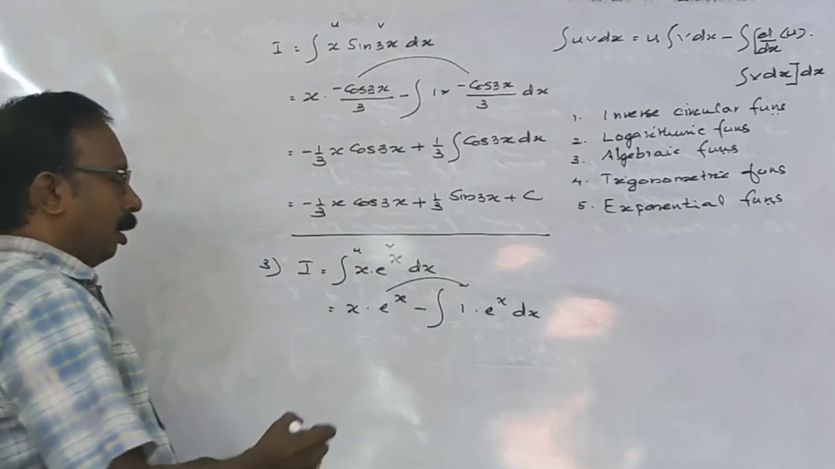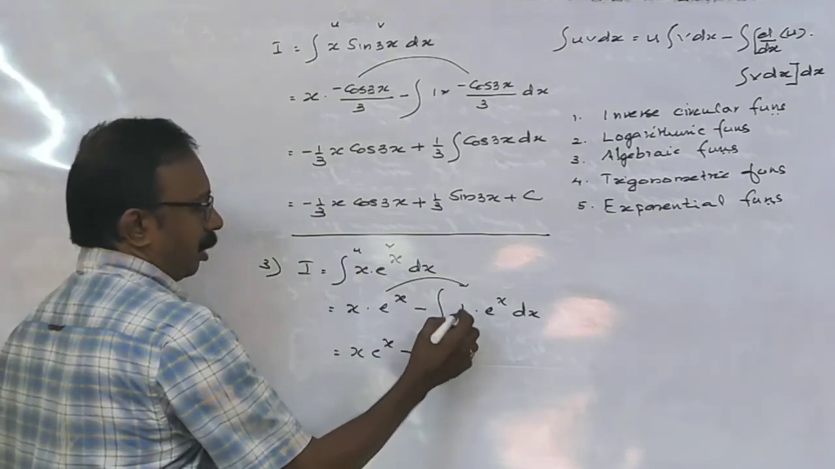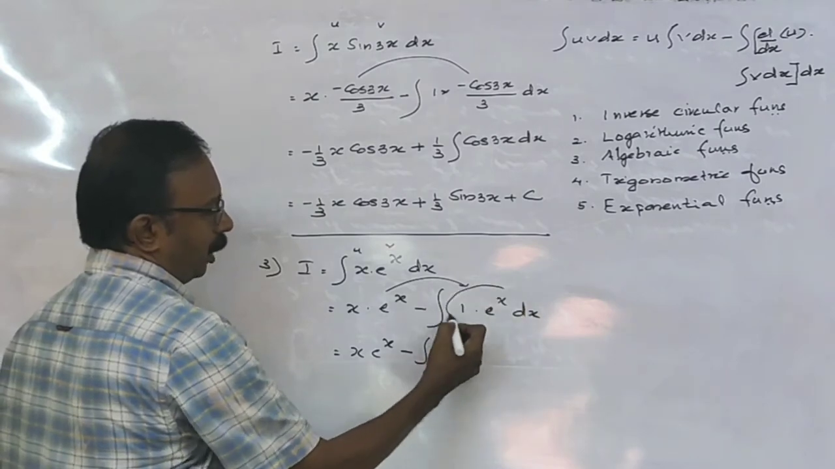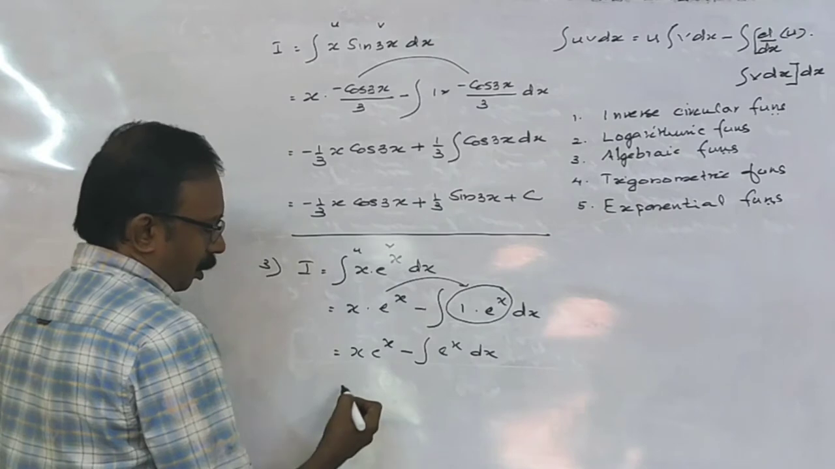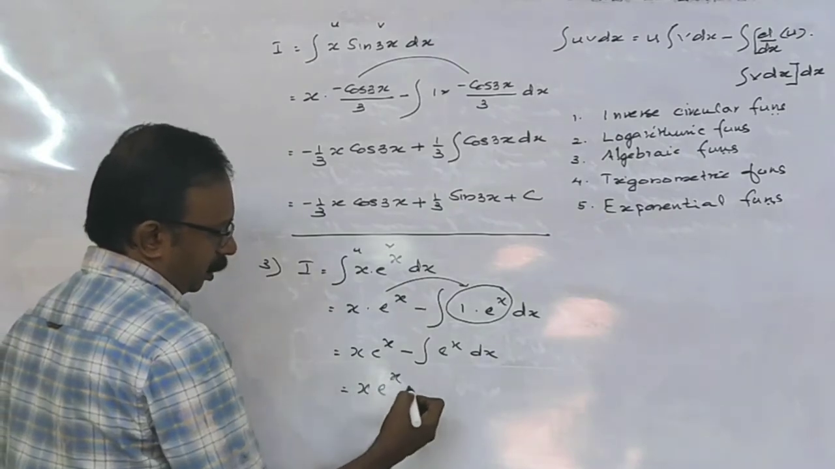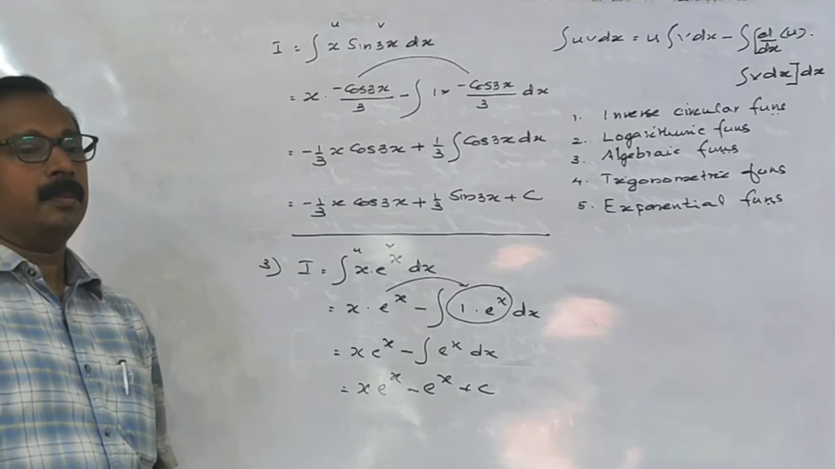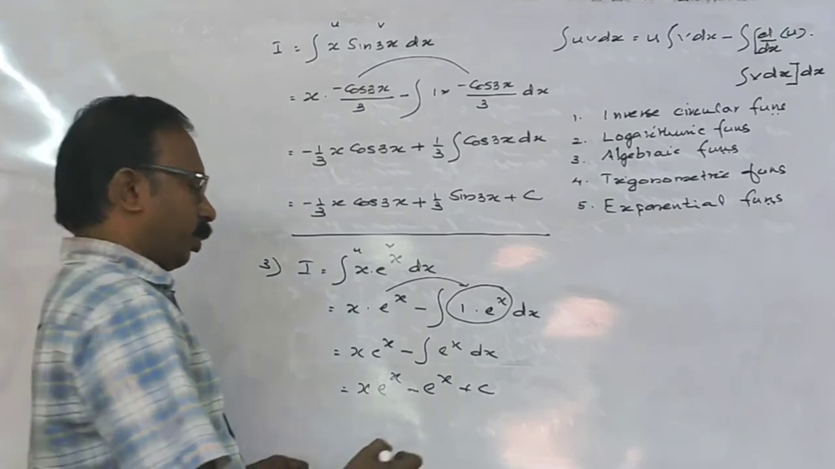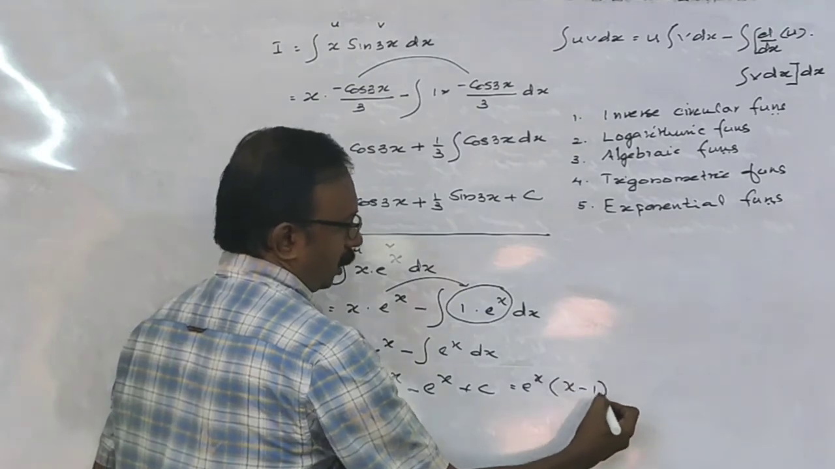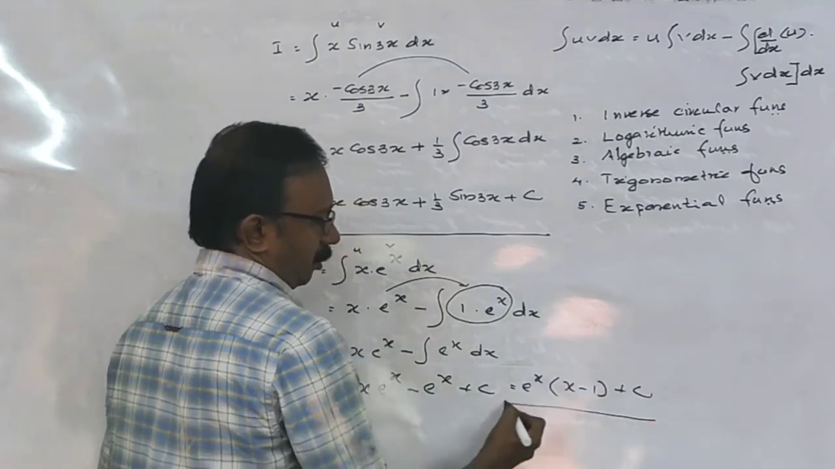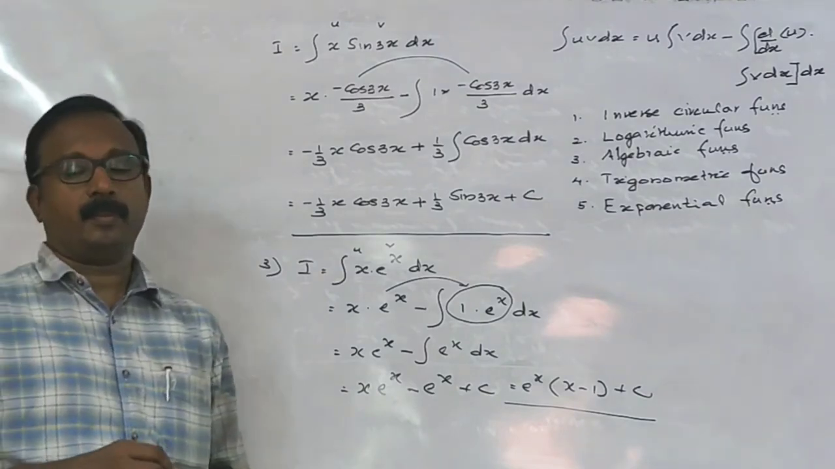Okay. Now x e raised to x minus the integral of 1 into e raised to x. Find the product of this and integrate. Therefore, x e raised to x minus e raised to x plus c. If we take e raised to x outside, e raised to x into x minus 1 plus c is the answer. Okay.